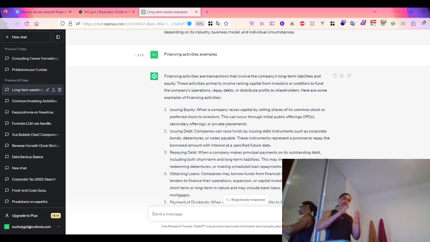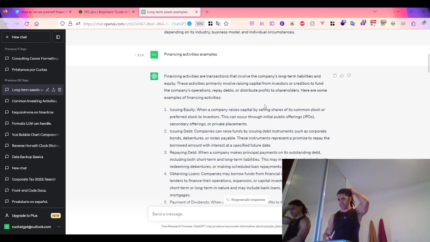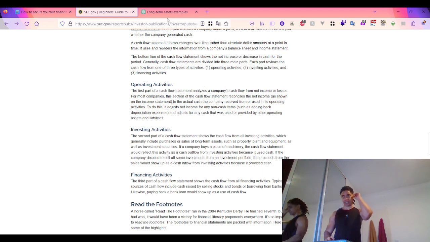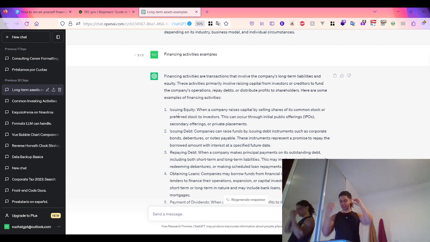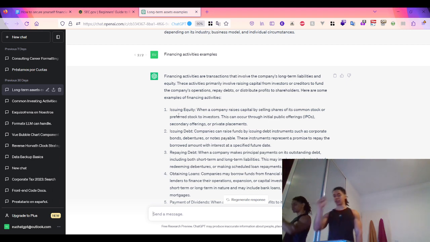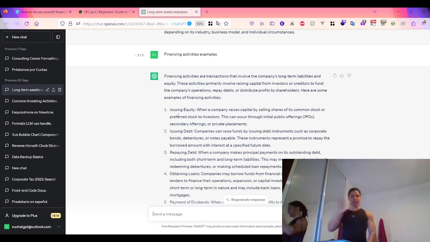And now the financing activities, where what is involved is the company's long-term liabilities and equity, meaning the company's long-term obligations and ownership. Okay, and this is very important to understand. So anytime you receive some financing, again according to ChatGPT and Investopedia, this involves the company's obligations, long-term liabilities, and equity ownership.